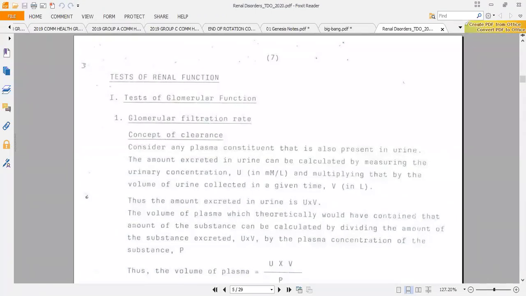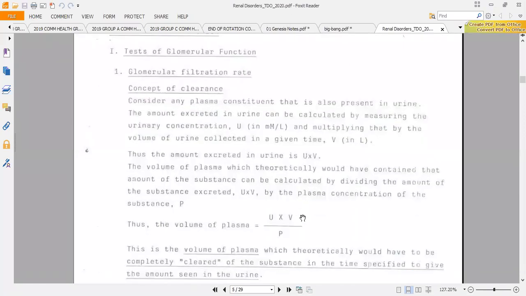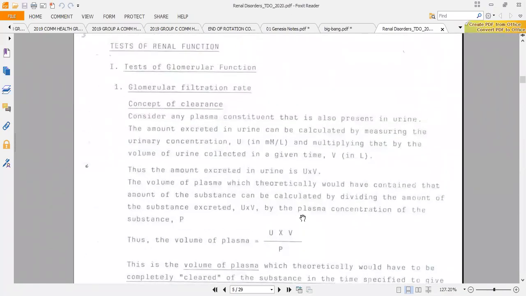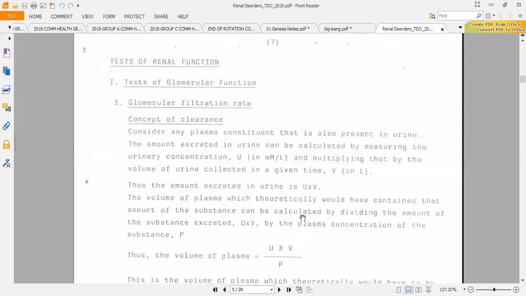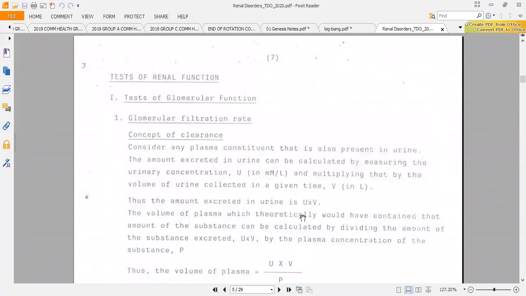Now the reason I'm bringing up this concept of clearance is because we use it to calculate the glomerular filtration rates. So now let me give you an example. Let's assume that you injected a certain drug to a patient.